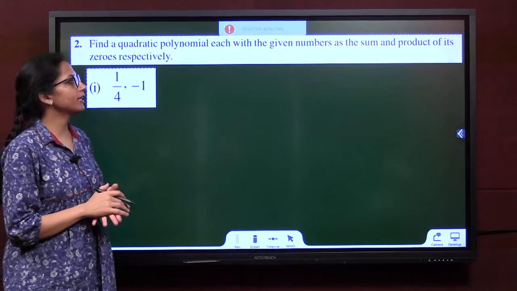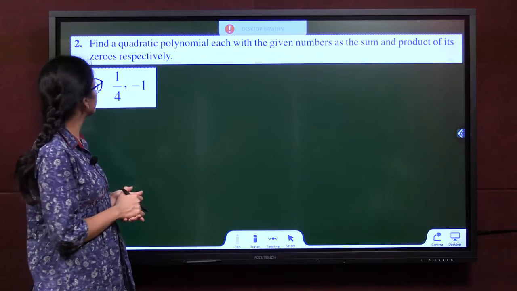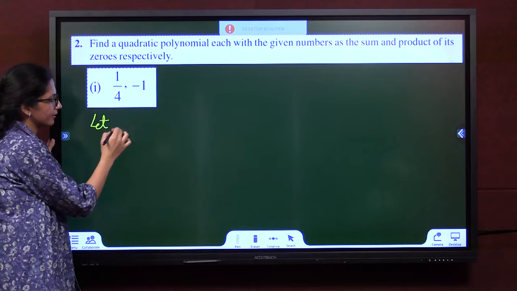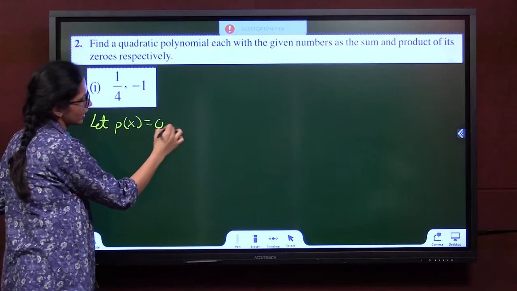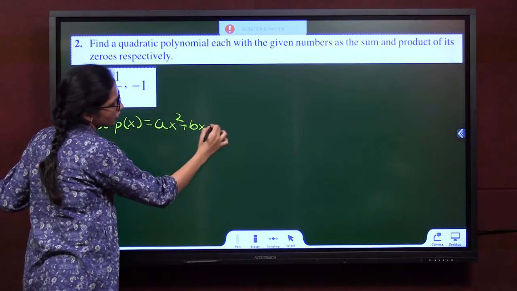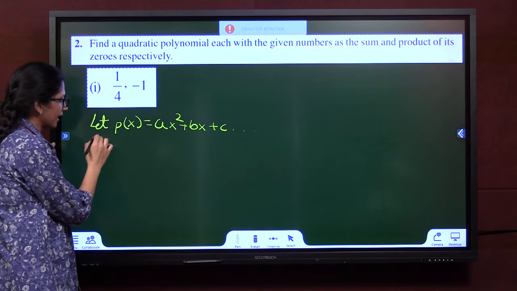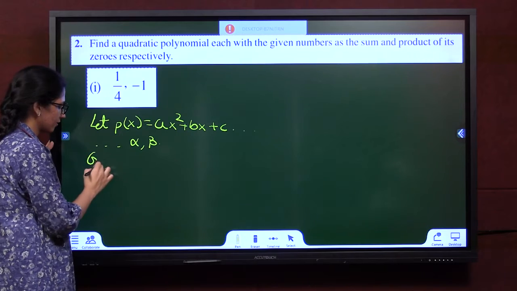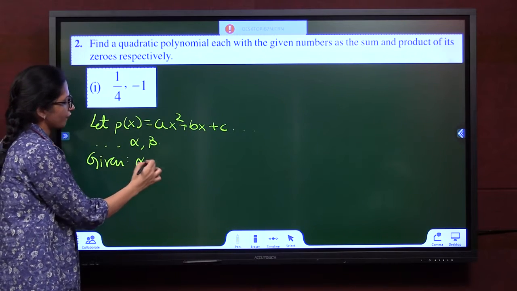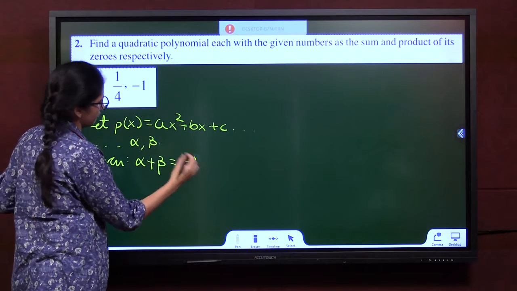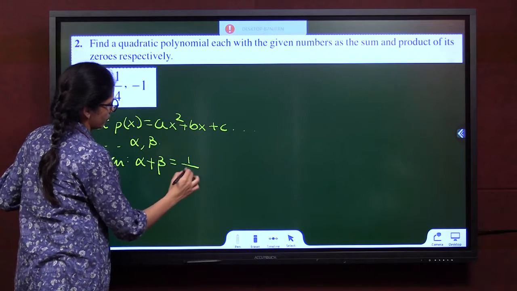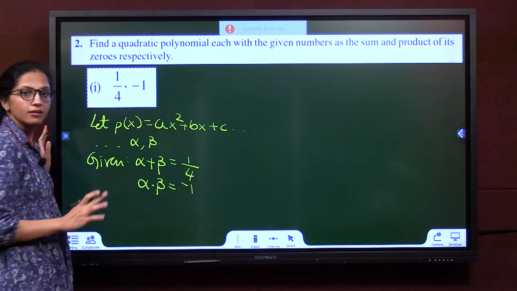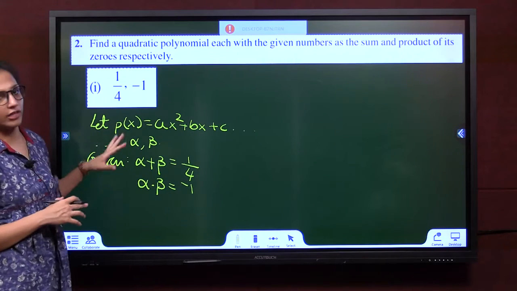Find a quadratic polynomial each with the given numbers as the sum and product of its zeros respectively. So let's say let p of x equal to ax square plus bx plus c be the quadratic polynomial, and let its zeros be alpha and beta. Given alpha plus beta is the first one, 1 by 4, and they have also given alpha into beta is minus 1. This much is given. You have to write this for every question in this main.